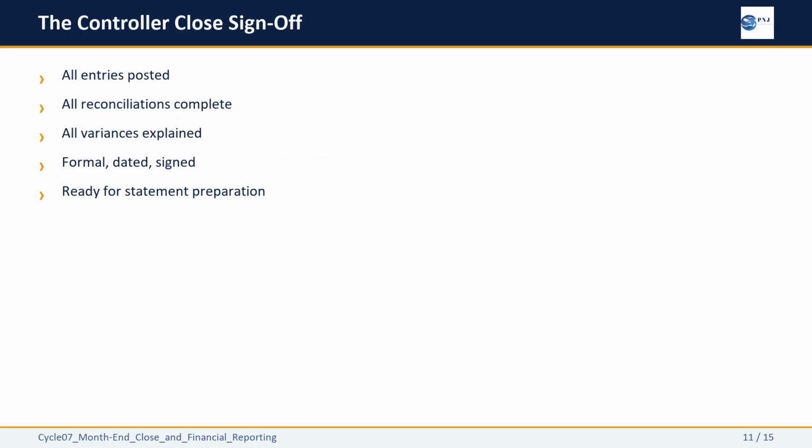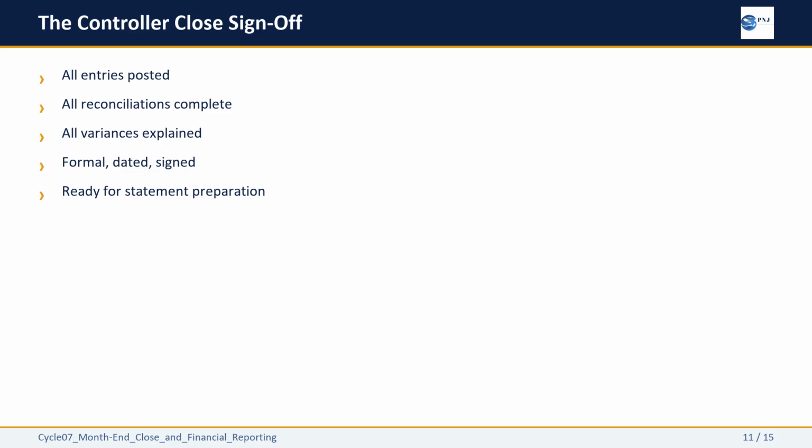After the flux analysis is reviewed and every explanation is satisfactory, the controller formally signs off on the close. That signature confirms 4 things at once: that all entries are posted, that all reconciliations are complete, that all variances are explained, and that the trial balance is ready for financial statement preparation. This is not a formality.